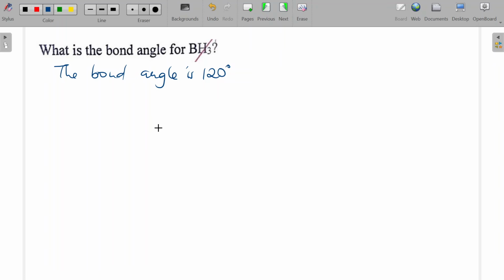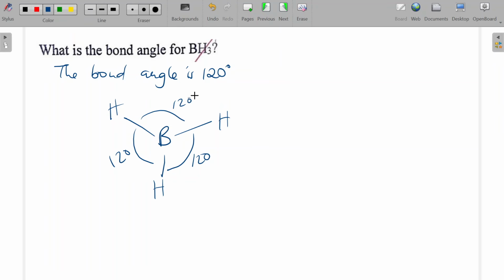Because she has explained that we have the geometry like this, here we have H, and here we have 120. You can just say it like that: the bond angle is 120. She has also mentioned that this is trigonal planar. So that is correct, no addition, no subtraction. So the bond angle is 120.